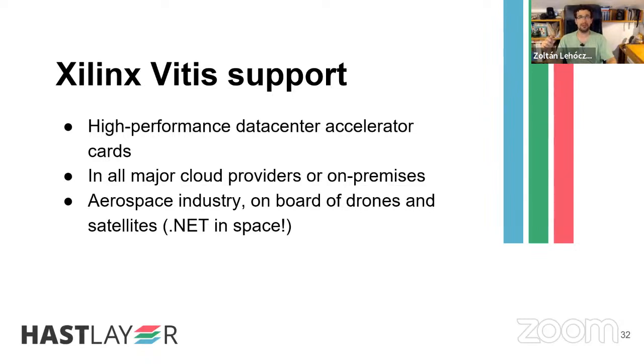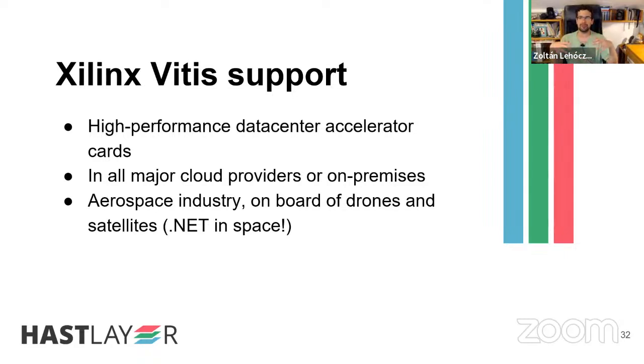But with FPGAs, you don't just have to target specific FPGA chips, but you also have to target specific FPGA boards those chips are in. Again, it's super low level. But with Vitis, this is a little bit easier. We still need to support each device separately, but it's easier. And because of that, Hastlayer also supports cards that are available in the cloud, what Xilinx calls data center accelerator cards.